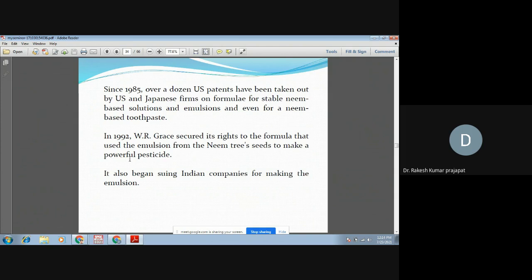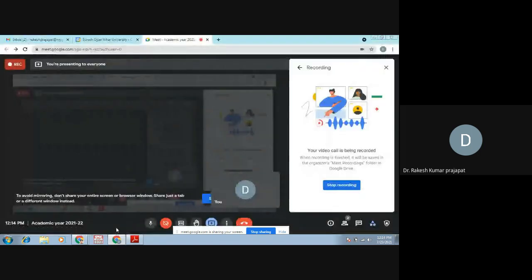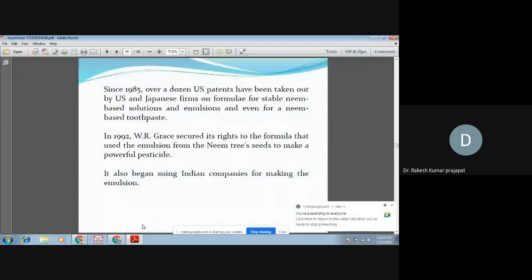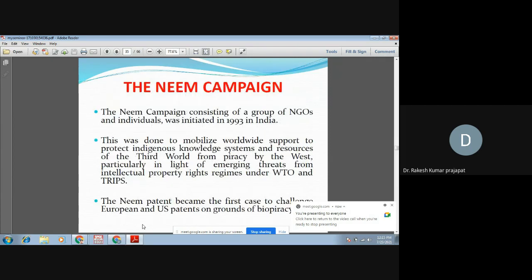In 1992, W.R. Grace secured its right to formulate neem emulsions from the neem tree seeds to make powerful pesticides. It also began suing Indian companies for making the emulsions. The neem campaign, consisting of a group of NGOs and individuals, was an initiative begun in 1993 in India. This was done to mobilize worldwide support to protect the indigenous knowledge systems and resources of the Third World.